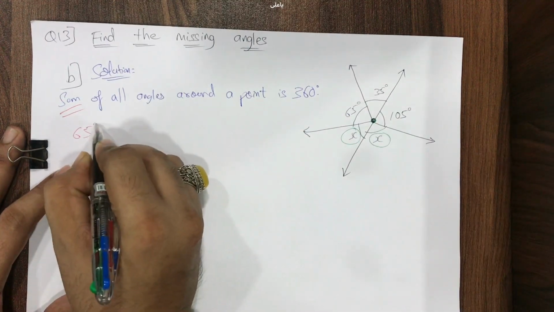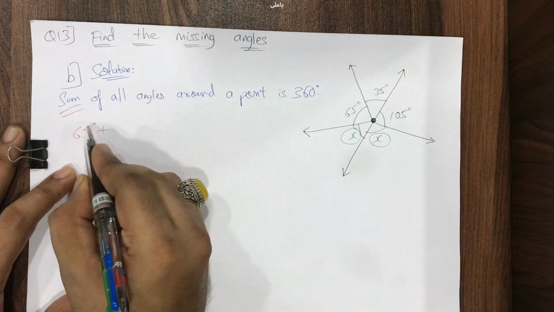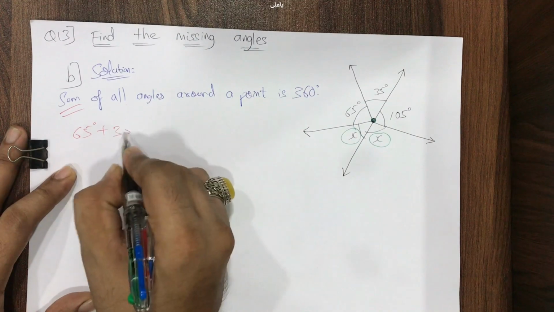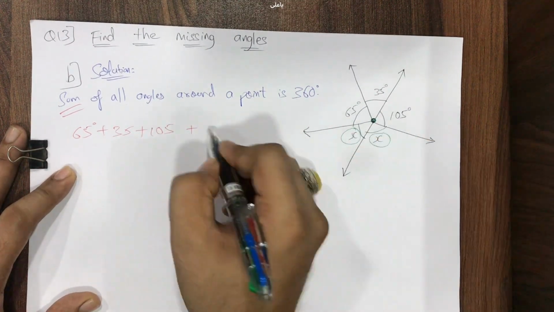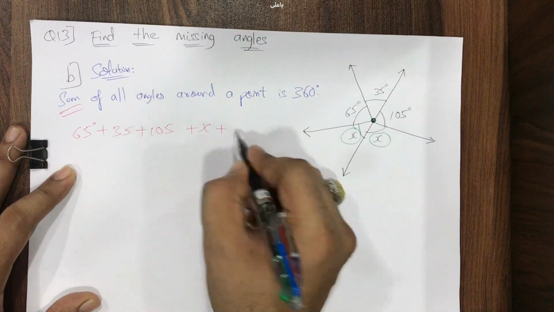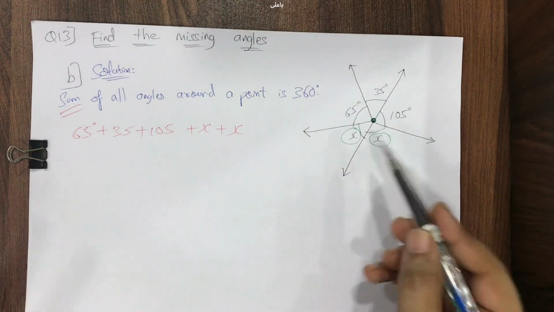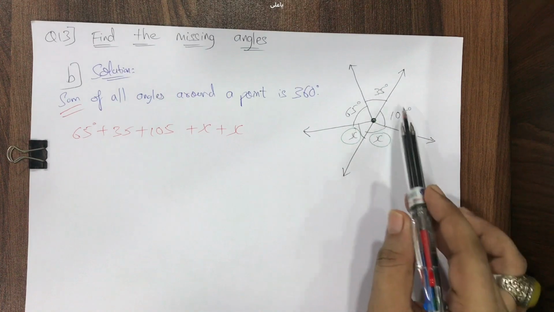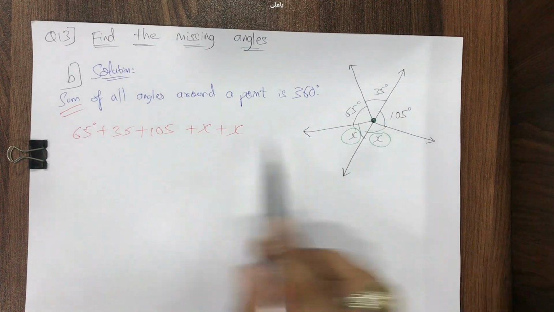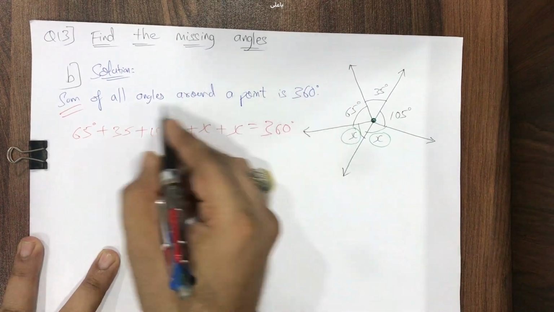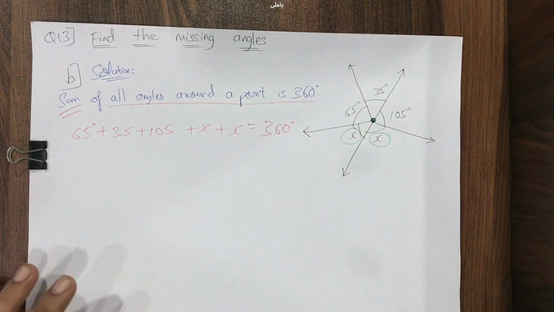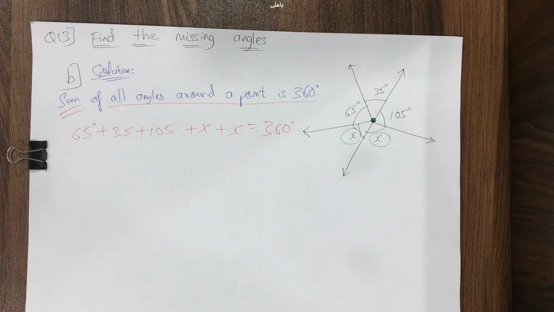So 65 degrees plus, no need to mention degree sign, 65 plus 35 plus this is 105 plus this is x plus once again x. Let's count so that we do not miss anything. 1 2 3 4 5, and is equal to 360 degree. I wrote the reason here. Now let's add, all of you. It's so simple. Please proceed. Don't wait for me. I request you all, please.